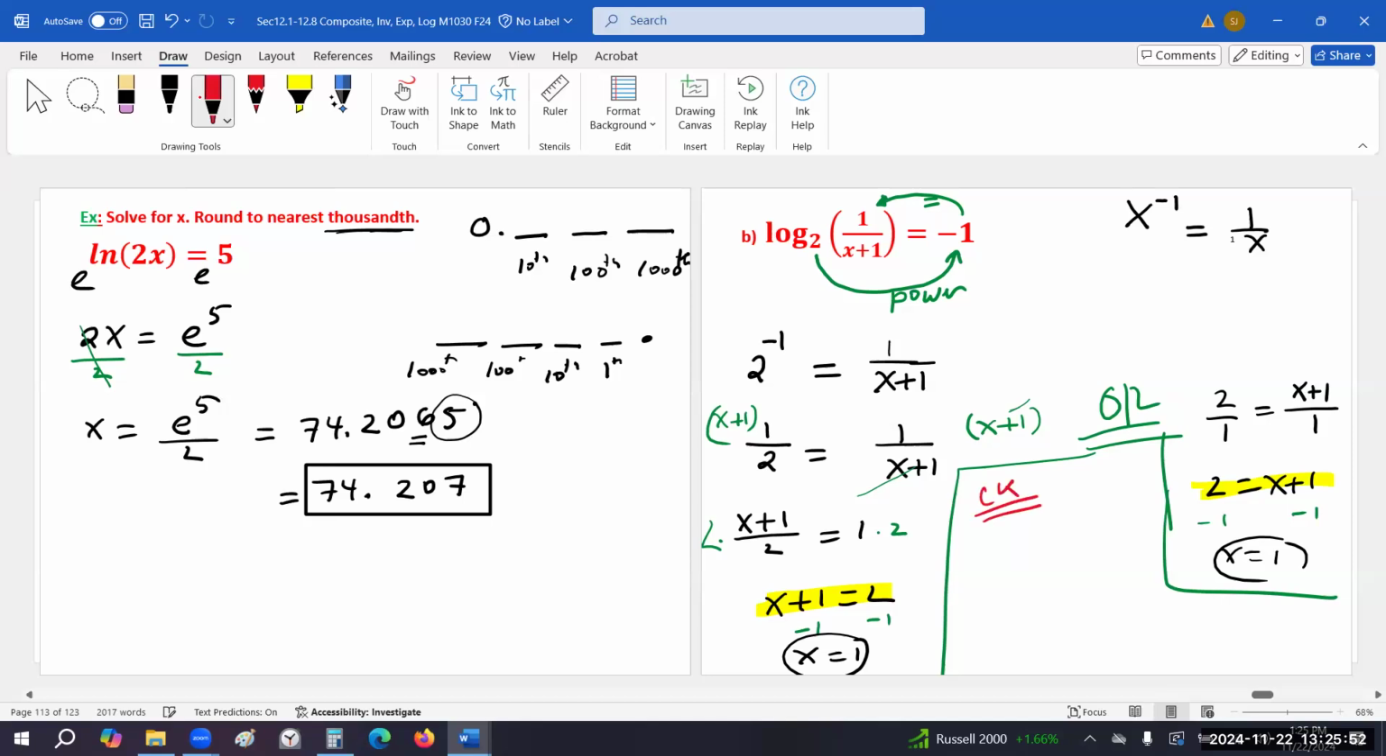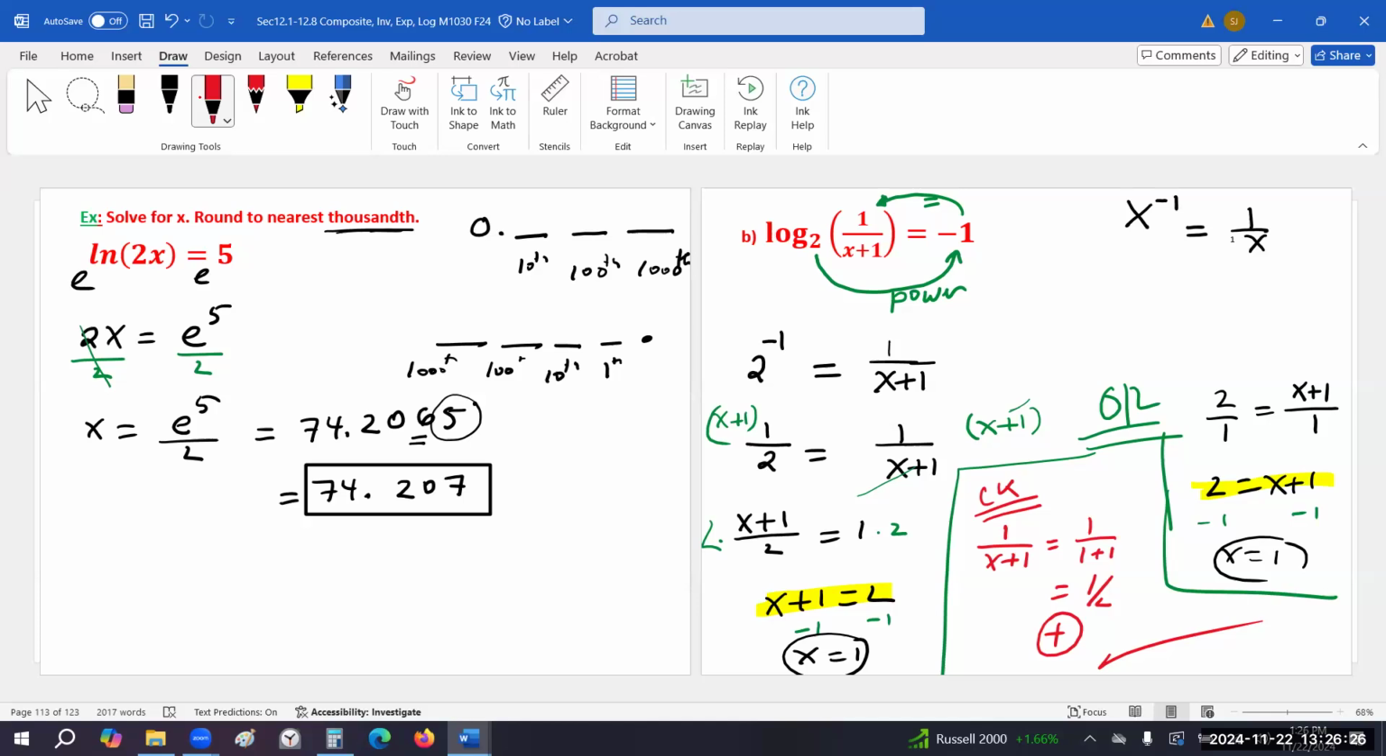Check. We just want to see if the argument is positive or not. So the argument is 1 over x plus 1. When our x is 1, we get 1 over 1 plus 1, which is 1/2. It is positive, and we are fine. So the argument has to be positive, not negative. In reality, you have to check everything, but for my class, you don't have to check everything. If the argument is positive, it will work. Okay?